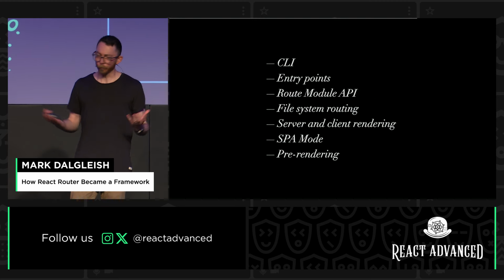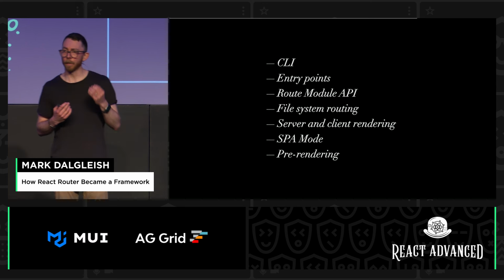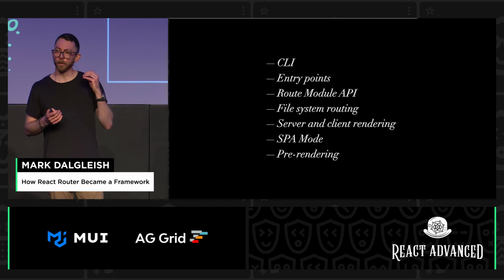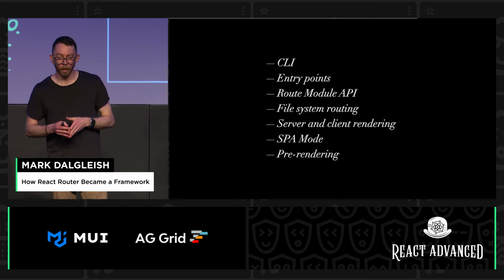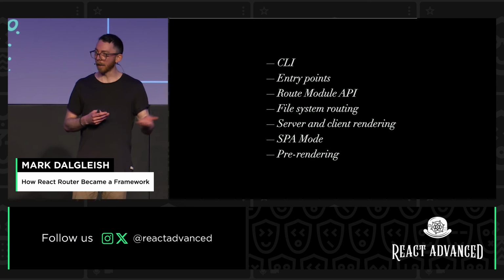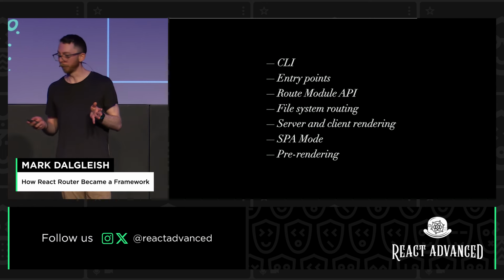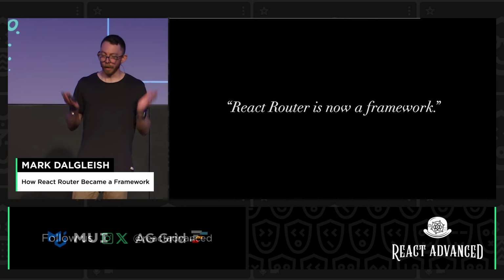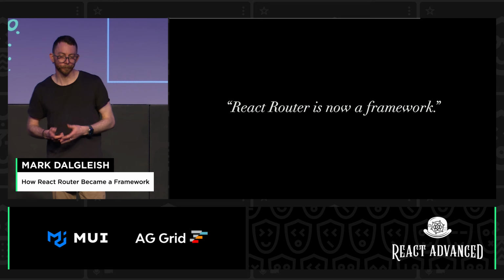So now that React Router is giving us a lot of these extra features, now it's got its own CLI, it's managing the entry points to your application, including the commands you have to run. It gives you an official version now of the route module API that we got with Remix. You get file system routing, server and client rendering conventions, and now with added features more recently as well with SPA mode and pre-rendering. It's a pretty full-featured set here. And so it's fair to look at this now and say that React Router is now a framework.